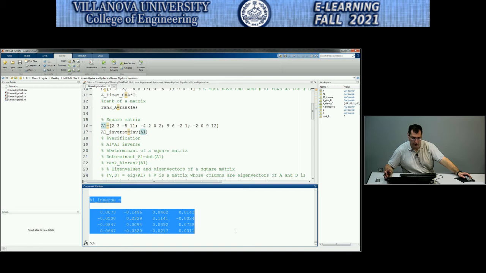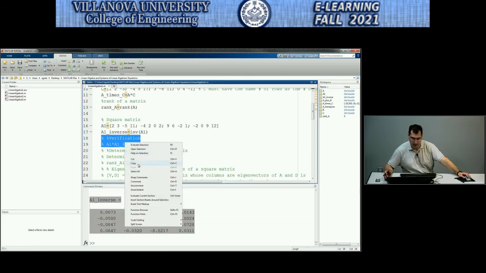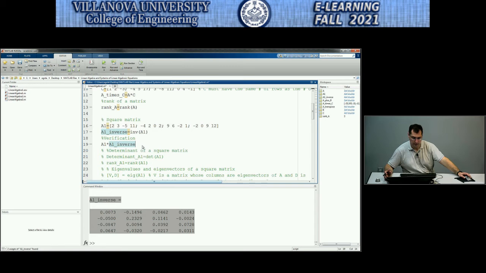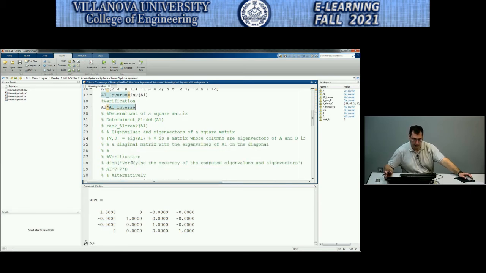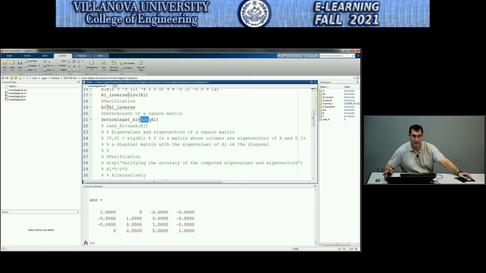And then you might as well verify that you indeed obtained the inverse. You do so by checking whether A times A inverse indeed gives you the identity matrix. You can do that, and you can see that it is indeed an identity matrix. You can obtain the determinant of a square matrix through the command det.